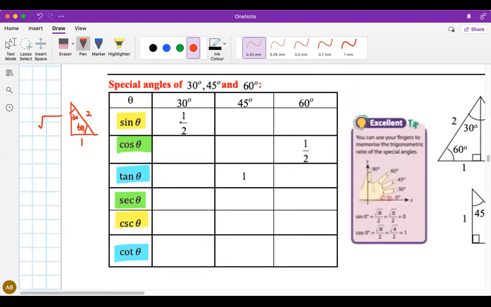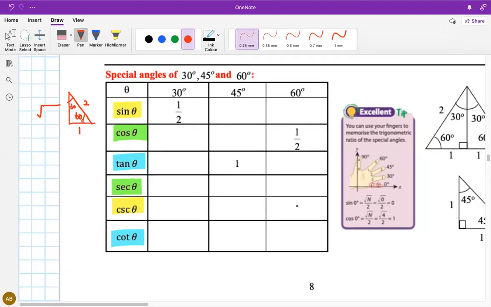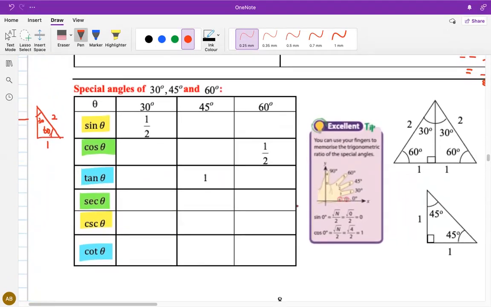Okay, so in this video you're going to learn about special angles. Here the special angles that we are focusing on are 30°, 45°, and 60°.